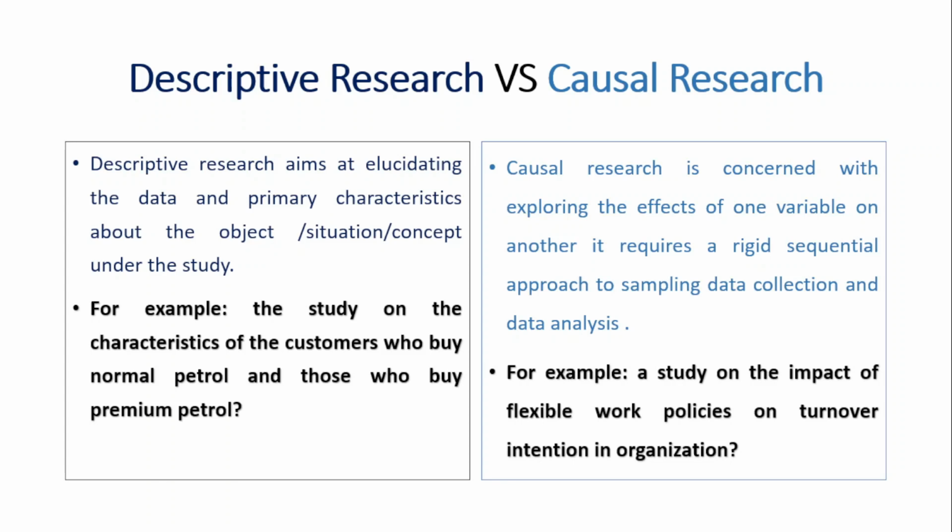On the other hand, causal research is concerned with exploring the effect of one variable on another. It requires a rigid sequential approach to sampling, data collection and data analysis. For example, a study on the impact of flexible work policies on turnover intention in organizations.